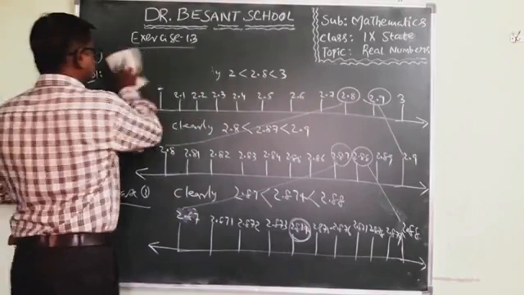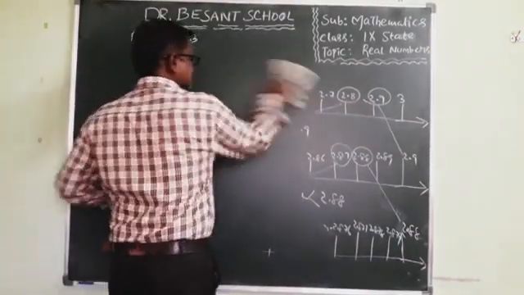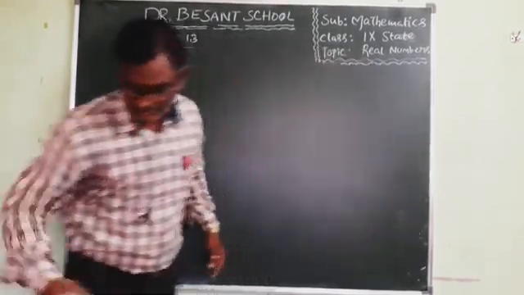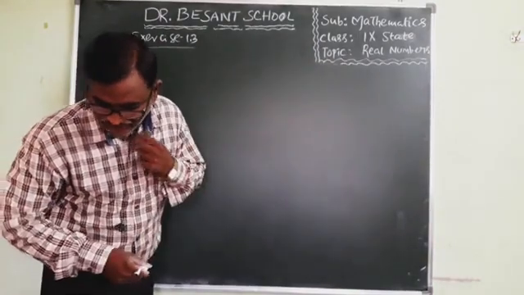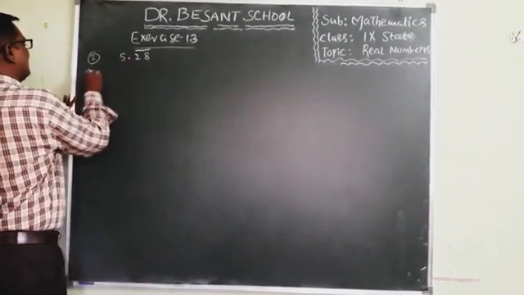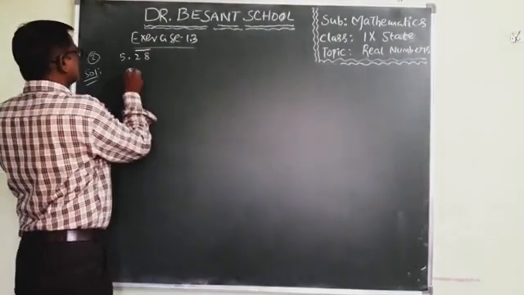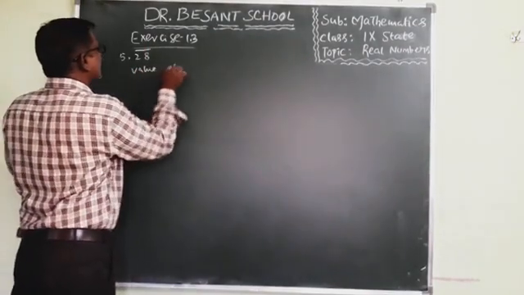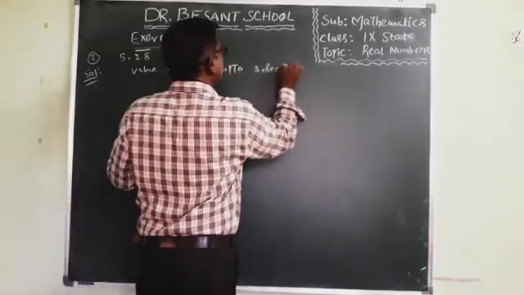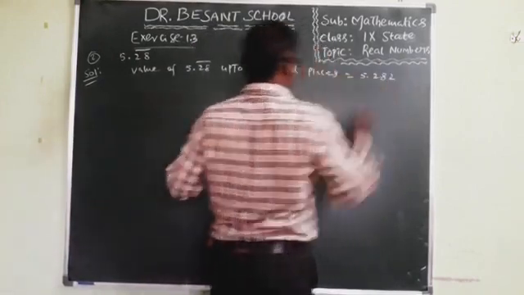Yes children, okay. So we have one more problem in this exercise, we will do that one. Once verify children, visualize 5.28 bar on the number line using successive magnification up to 3 decimal places. So the value of 5.28 bar up to 3 decimal places is equal to 5.282.